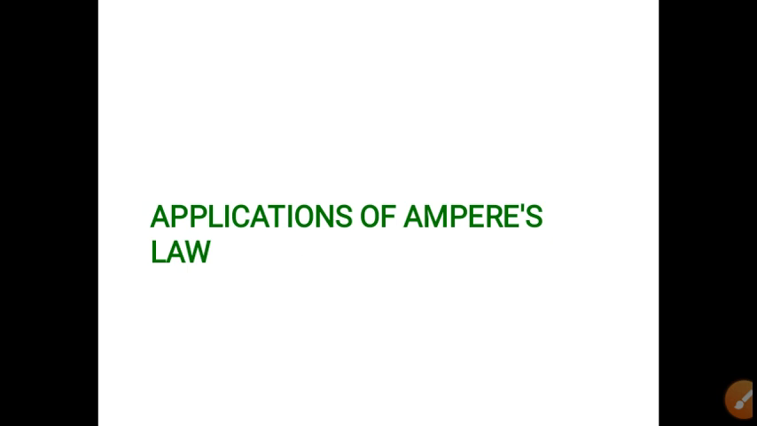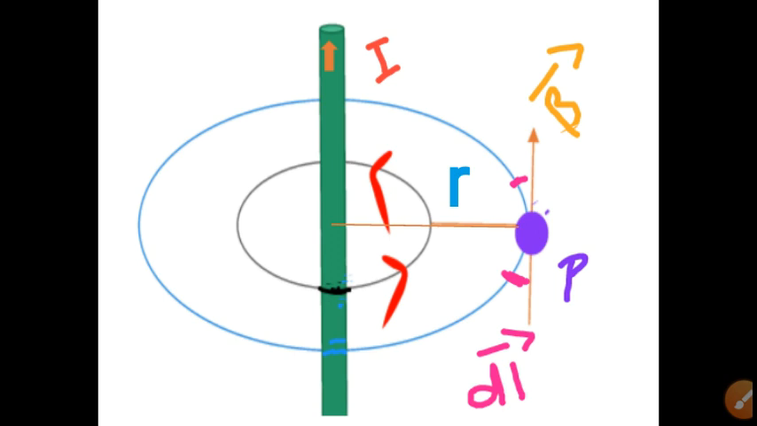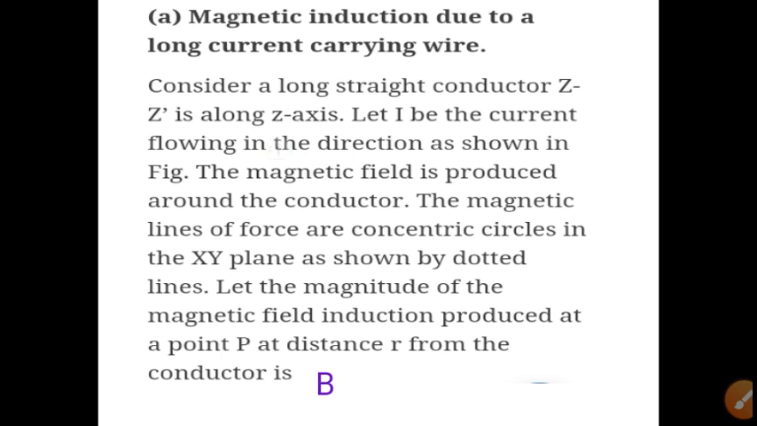Next, applications of Ampere's law. The first application is magnetic induction due to a long current carrying wire. Consider a long straight conductor along the Z axis. Let I be the current flowing in the direction as shown in the figure. The magnetic field is produced around the conductor. The magnetic lines of force are concentric circles in the xy plane because the conductor is kept in the Z direction, as shown by dotted lines. Let the magnitude of the magnetic field induction produced at a point P at a distance r from the conductor be B.